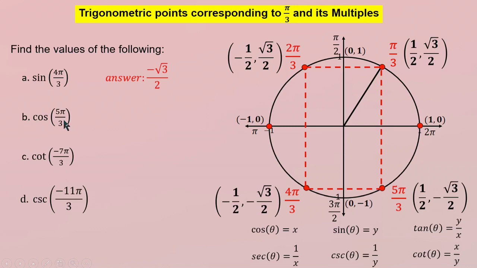Letter B, cosine 5 pi over 3. This is 5 pi over 3. Cosine is equal to x, and the value of x in here is 1/2. So cosine 5 pi over 3 is equal to 1/2.